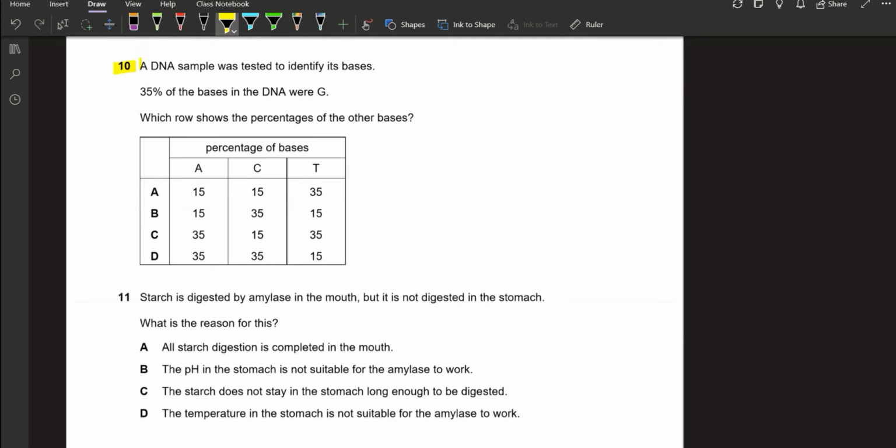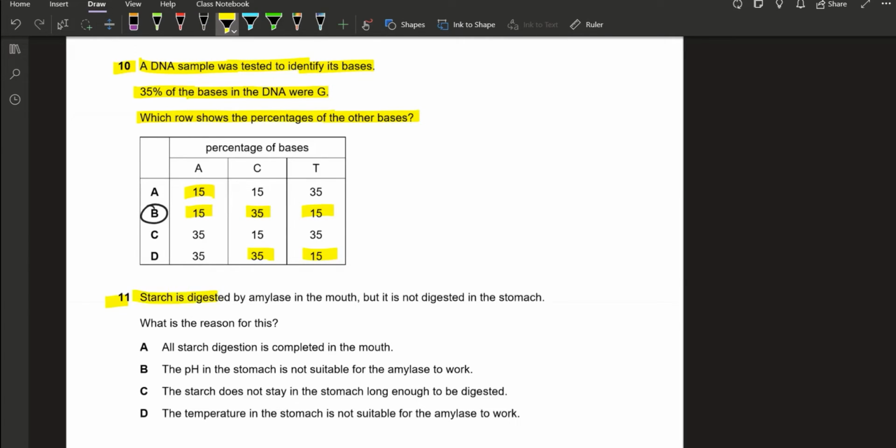Question number 10. A DNA sample was tested to identify its bases. 35% of the bases in the DNA were G. Which row shows the percentages of the other bases? So if 35% were G, C would also be 35, and the rest would be 15 and 15 for A and T. So the correct option would be option B.